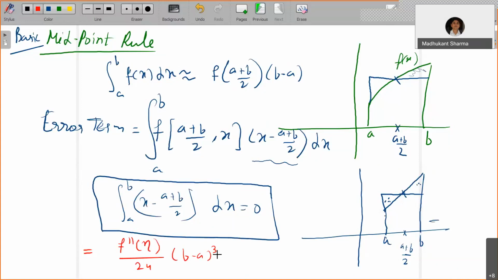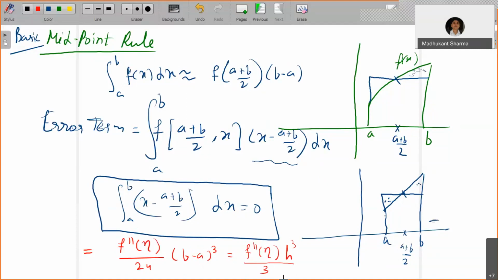So this clearly tells you that, if I write it in terms of h, it is f second derivative at eta times h cube by 3. What is h here? What you have taken is (b minus a) by 2, because you have subdivided into two intervals, a to (a plus b) by 2 and (a plus b) by 2 to b.